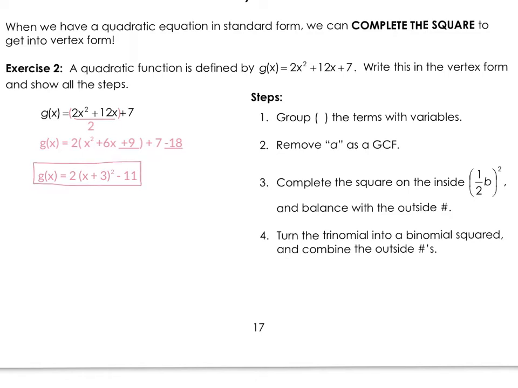And again, why is this helpful? It's helpful because I can now see the vertex by taking the opposite of the inside. So the vertex here would be negative 3, and the same for the outside, so comma negative 11. I can see it right from the vertex form of the equation. I can also see that it was translated left 3, then vertically stretched by a factor of 2, and then translated down 11 units. So that's why this vertex form is very helpful, so we can see all of those key things that have happened to our function. And we'll continue this more in class.